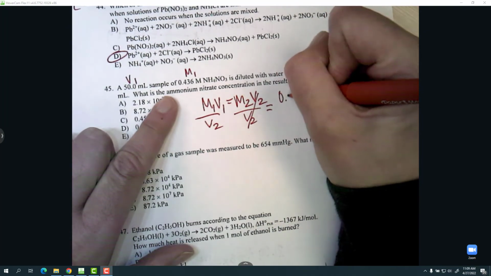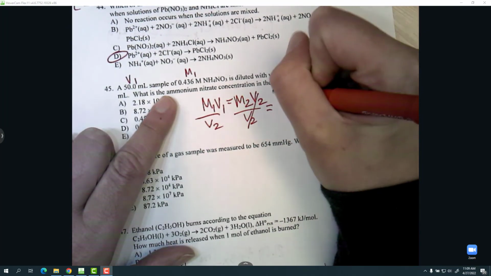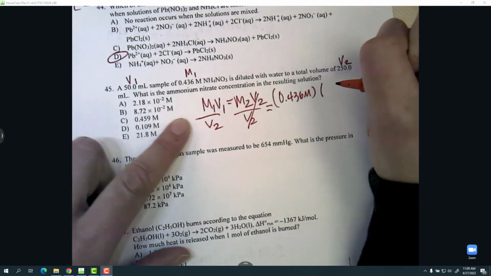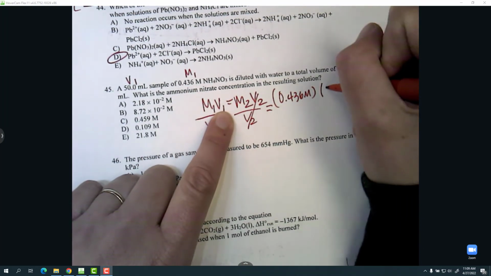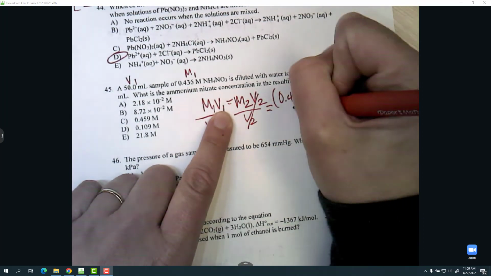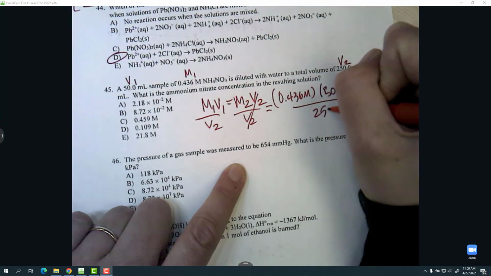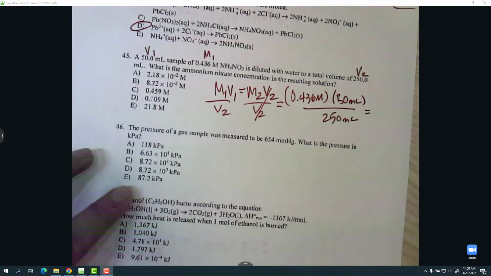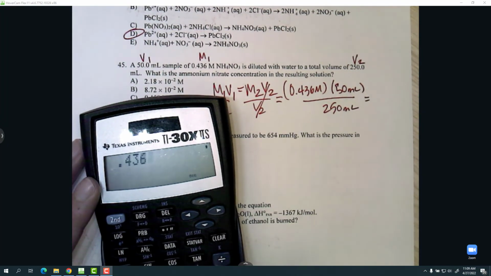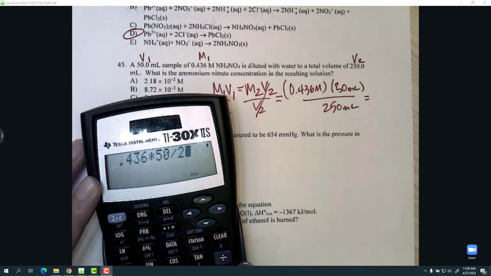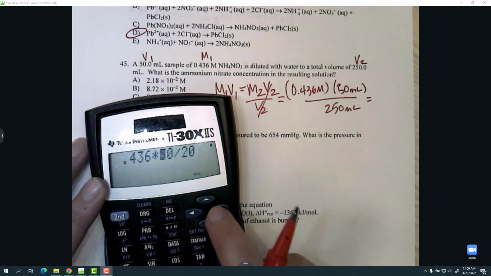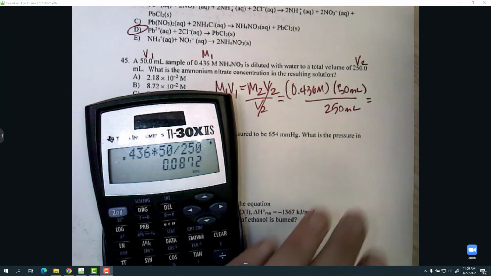And here we go. I can leave this in milliliters. Okay, so I'm doing M1 times V1 divided by V2. Me and my calculator today.